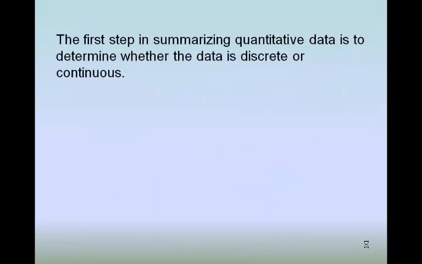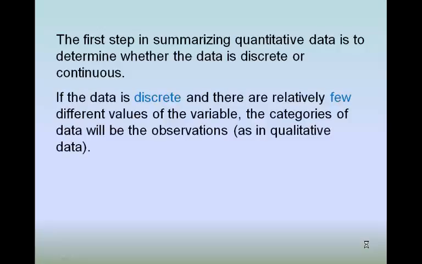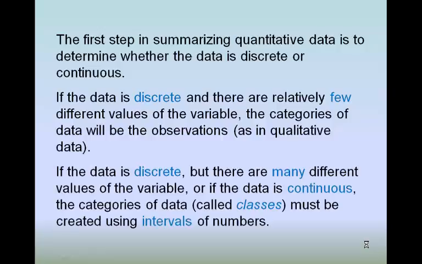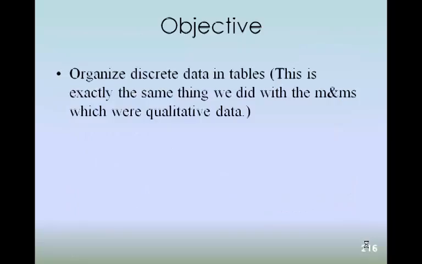The first step in summarizing quantitative data is to determine whether the data is discrete or continuous. If the data is discrete and there are relatively few different values of the data, the categories of data would be the observations, just as in qualitative data. If the data is discrete, but there are many different values of the variable, or if the data is continuous, the categories of data, called classes, must be created using intervals of numbers.